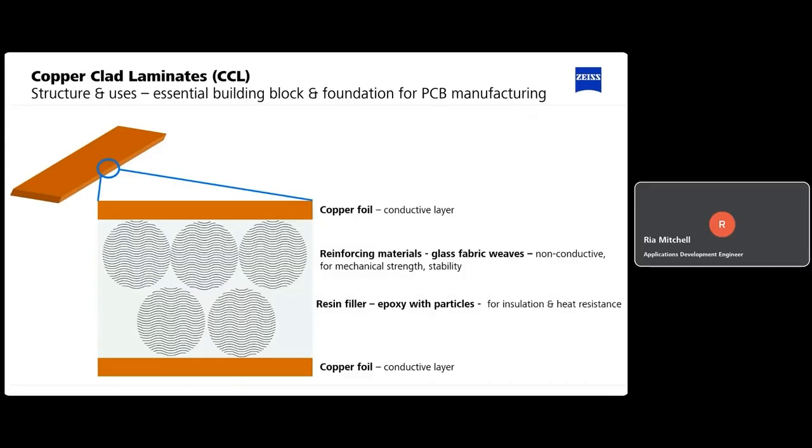And then finally, holding it all together, we have this resin filler, which is usually an epoxy with a series of insulating particles in it. And this is for insulation and heat resistance. So as you can see here, again, we've got a mixture of a conductive layer on either side and then non-conductive material inside. So how do we image that successfully?